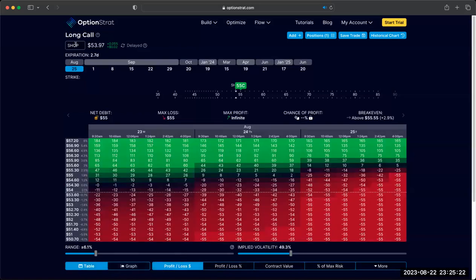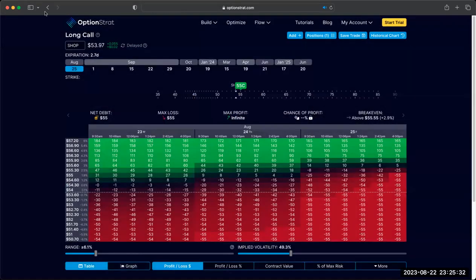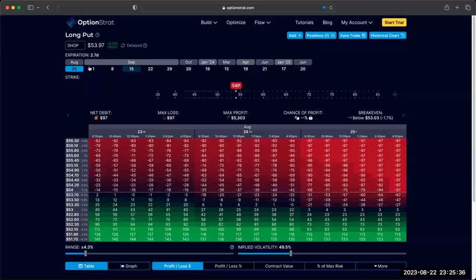Let's go into, now, I was looking at SHOP. So let's flip to, and even if you're going to do straddles and different things like that, you can actually build whole call positions, right? So then you go here. So you want to take a long put on SHOP.